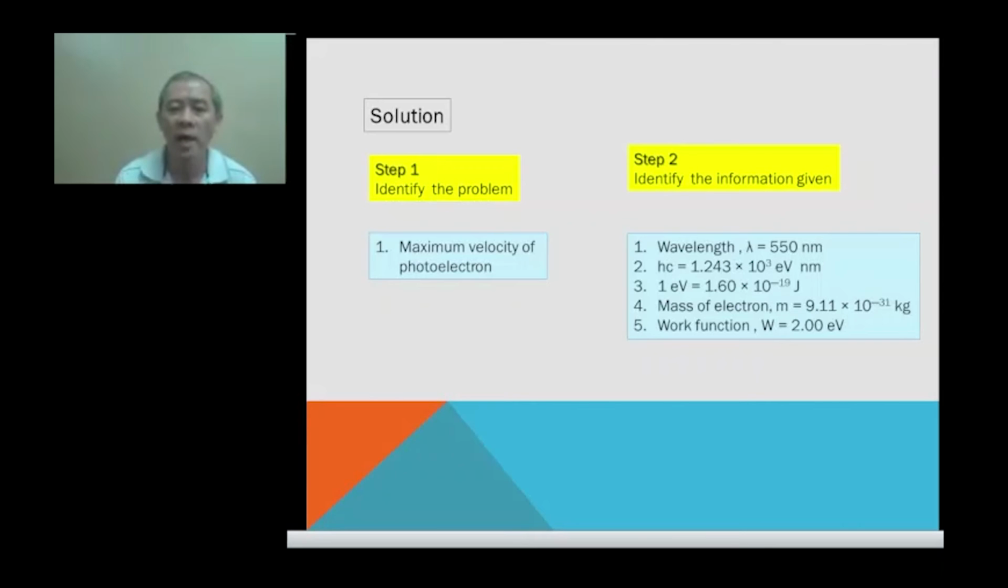Okay, step two, identify the information given. The five important pieces of information we need to use. First, wavelength lambda equal to 550 nanometer. Second, hc equal to 1.243 times 10 power of 3 electron volt nanometer. Next, 1 electron volt equal to 1.60 times 10 power negative 19 joule. Four, mass of electron m equal to 9.11 times 10 power of negative 31 kg. Five, work function W equal to 2.00 electron volt.